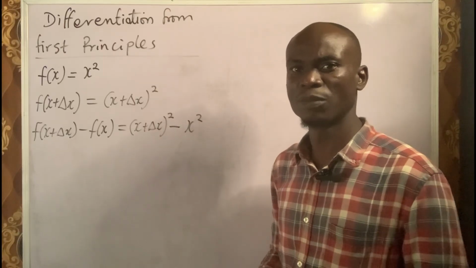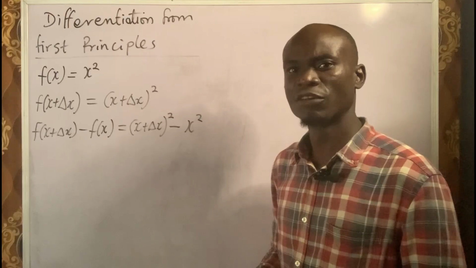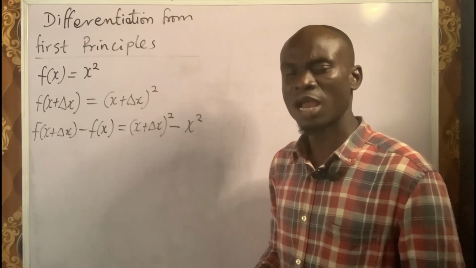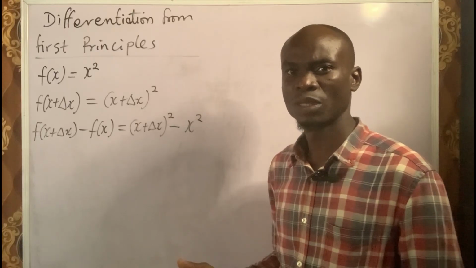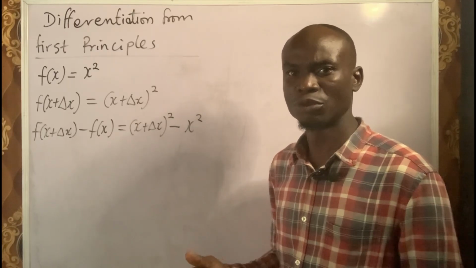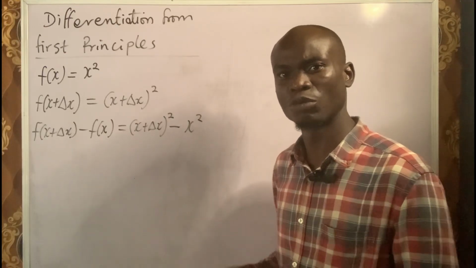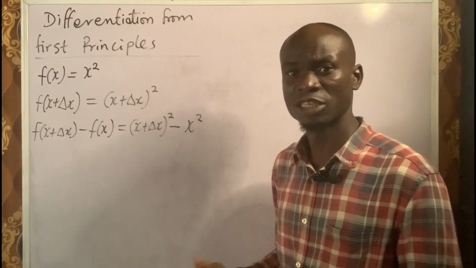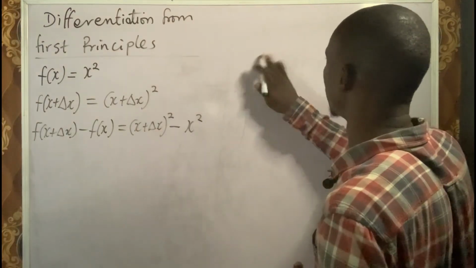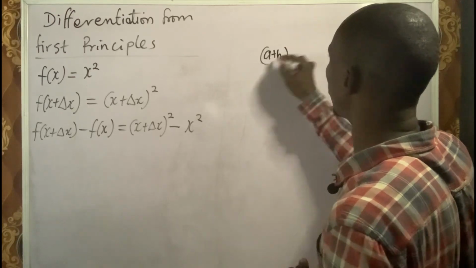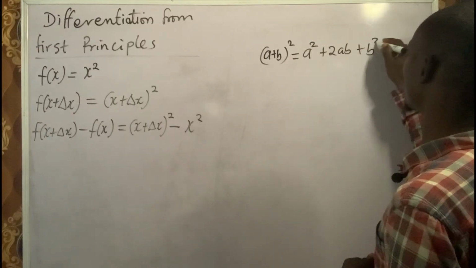Since there's a bracket carrying a power, what should come to our mind is expanding that bracket. And instead of expanding the bracket in my work, I prefer that you know the expansions for a plus b all squared and a plus b all cubed. If you know those expansions, you don't need to start expanding in your work because you just replace them and keep solving. So I'm going to put them on the board so you take note of them. The first one says a plus b all squared is equal to a squared plus 2ab plus b squared.